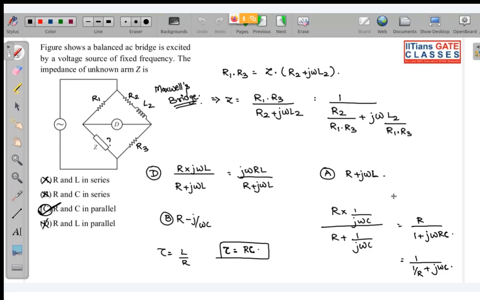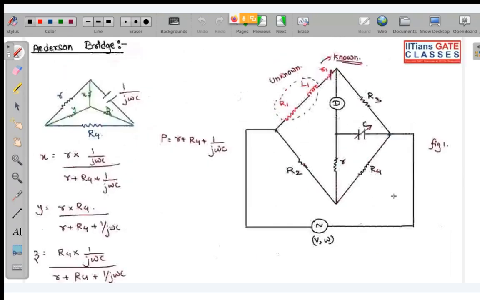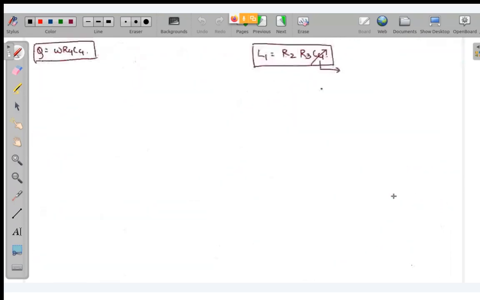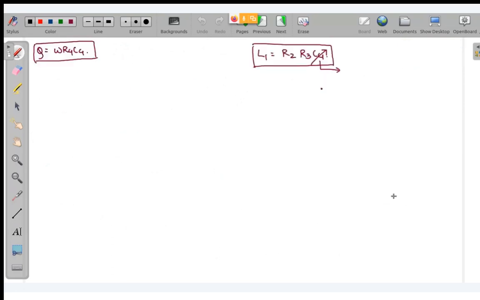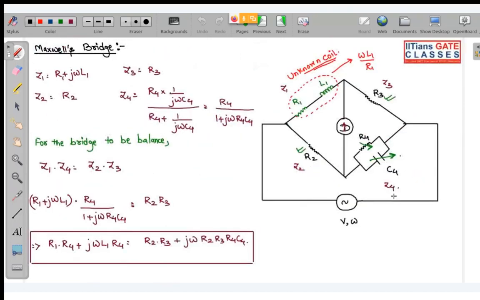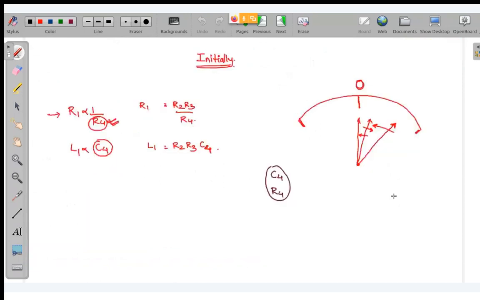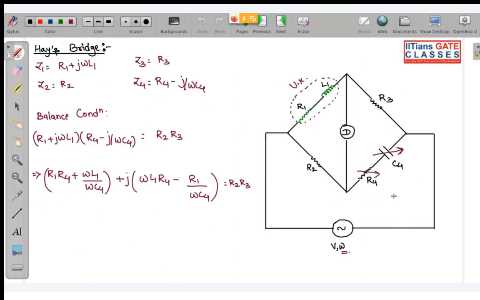You are telling me what? That R and C in series. Yes, sir. Okay, for Hayes bridge. So this is Hayes bridge you are telling me, and for Maxwell's bridge, you can write it like this. Okay, fine, this is also okay. So what you are telling me is quite okay.